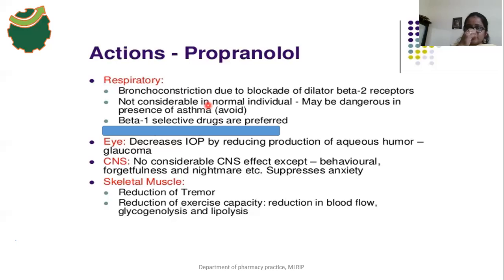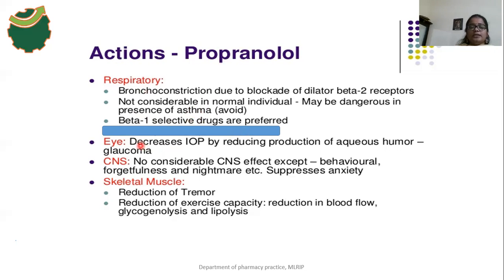So when we are using propranolol in an asthma patient, what will happen? The severity of the disease increases. In some cases it may even lead to death. That's why beta 1 selective drugs are preferred for the treatment of hypertension.